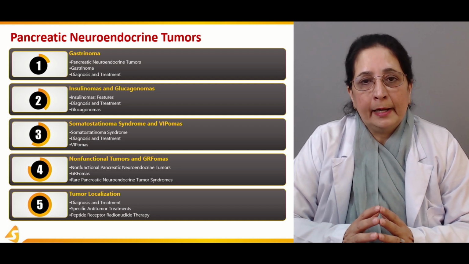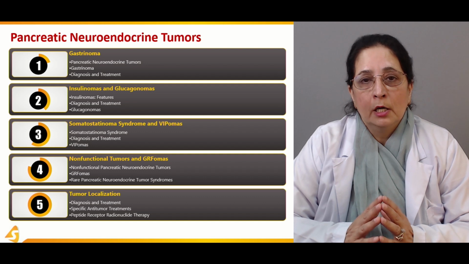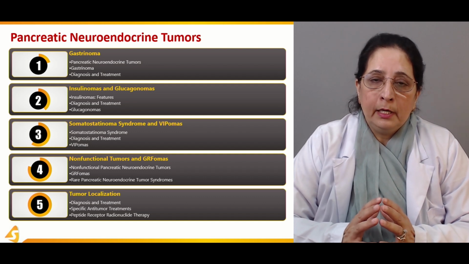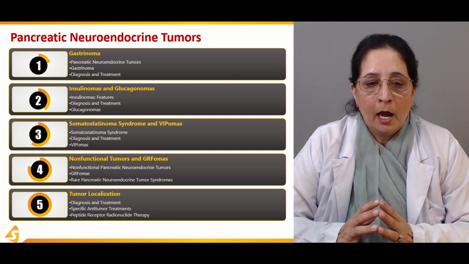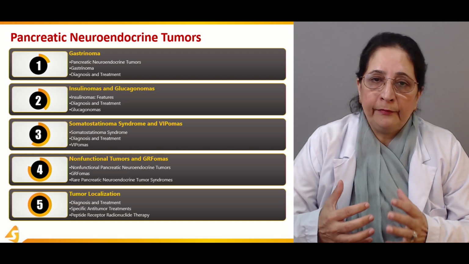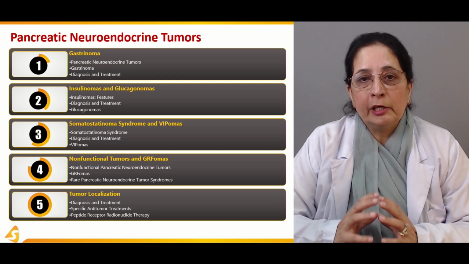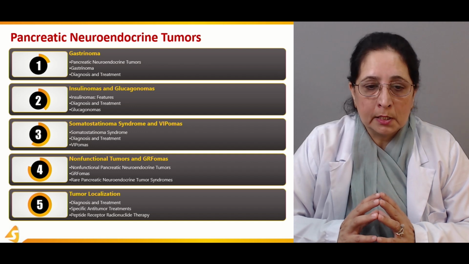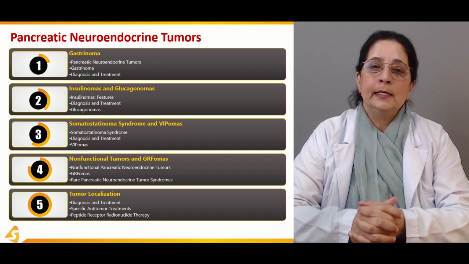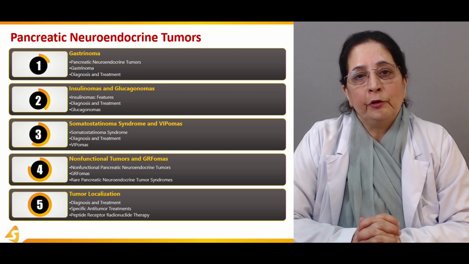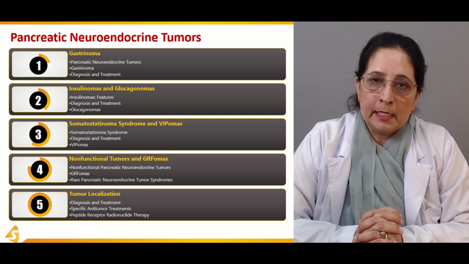In the fifth section, finally, we will talk about the tumor localization, how we can do the different diagnostic tests for the tumor localization, how we treat, what are some specific anti-tumor treatments for the treatment of all these pancreatic neuroendocrine tumors, and also the peptide receptor radionuclide therapy. So all this about the pancreatic neuroendocrine tumors will be discussed in our today's lecture.